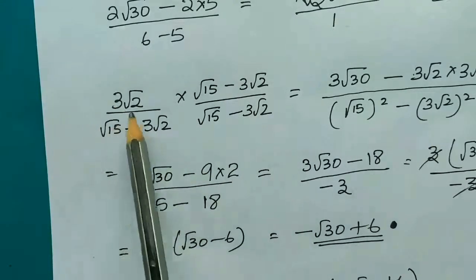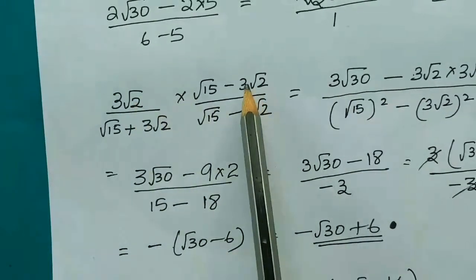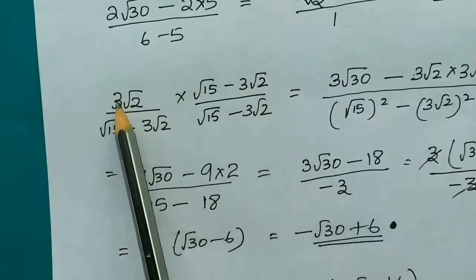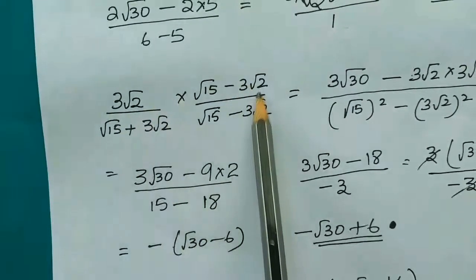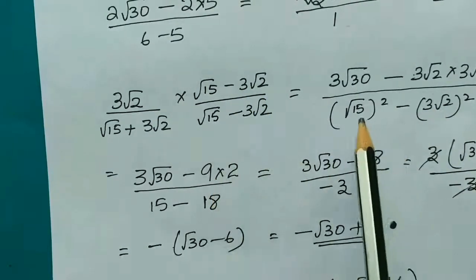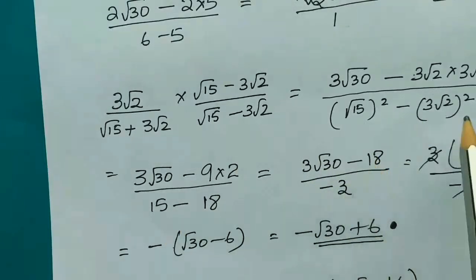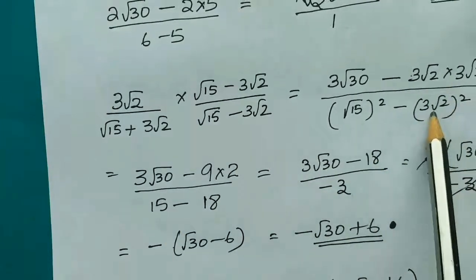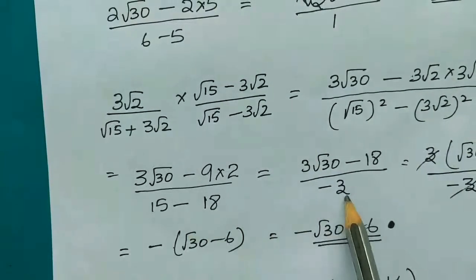So what you get here is root 2 into root 15, which is root 30. And what is 3 root 2 into 3 root 2? First multiply the coefficients: 3 into 3 is 9, and root 2 into root 2 is 2. So 9 into 2 is 18. Root 15 square is 15 itself, and 3 root 2 whole square is 18. So 15 minus 18 is negative 3.